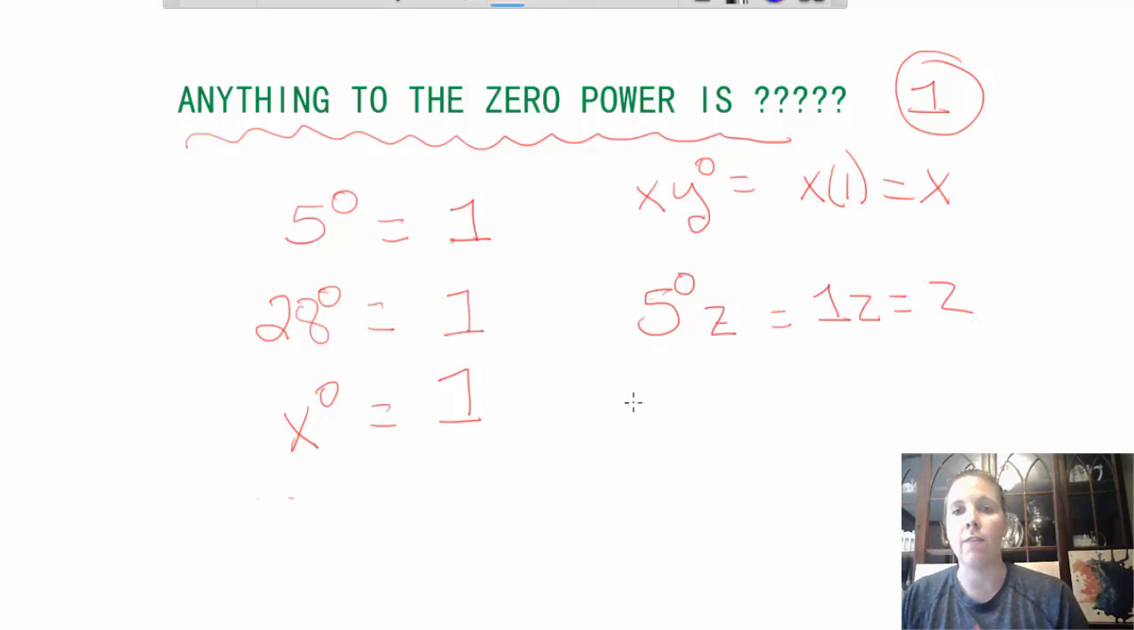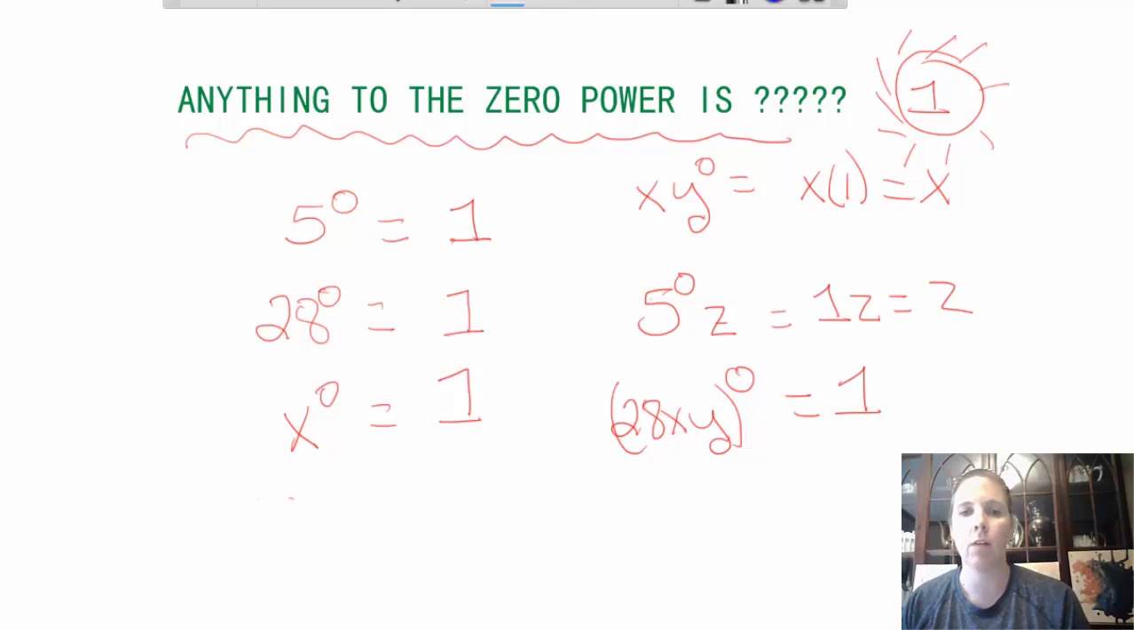Okay, now if you have 28xy, the whole thing to 0, then that whole thing is equal to 1, because that 0 goes to all of them, which is a different rule. So anything to the 0 power is 1. It's kind of a weird rule, but it is true. Okay? All right, all done.